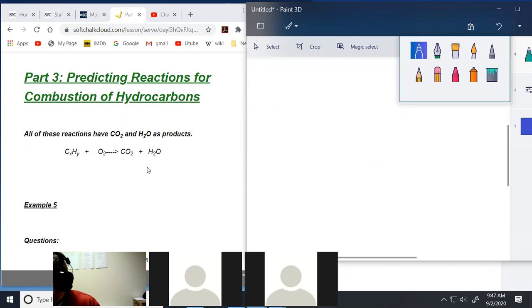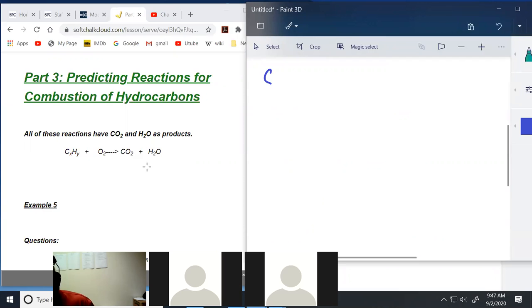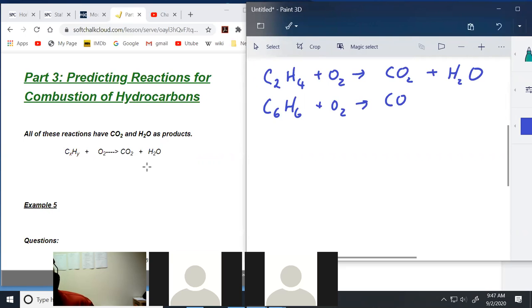So there are two flavors of this question that we can talk about. I'm going to do examples of both of them because I think that's the easiest way of showing you this. I'll do this one, C2H4 plus O2 gives CO2 plus H2O. And the other one I'll do is C6H6 plus O2 gives CO2 plus H2O.